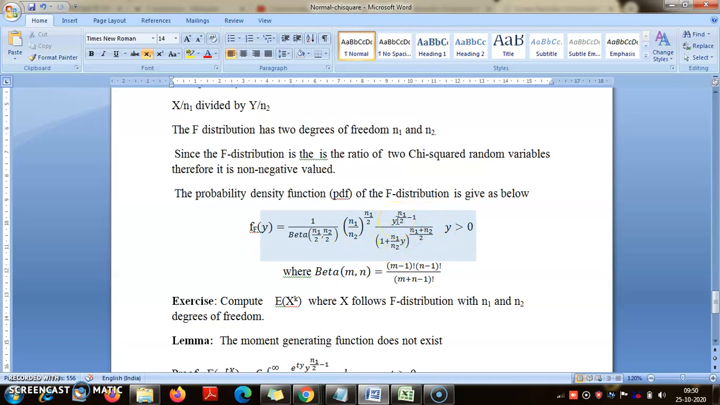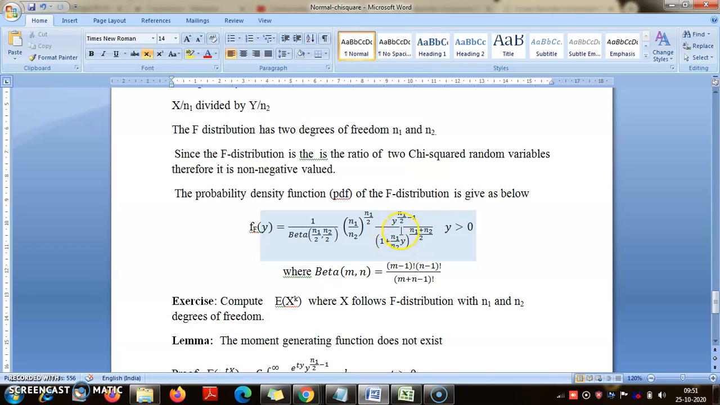As you can see here, in the numerator we have y to the power n1 by 2 minus 1. The contribution of this is coming from chi-square distribution. If you remember, the formula of chi-square with n1 degrees of freedom was some constant into y to the power n1 by 2 minus 1 e to the power minus half of y. So that contribution is coming from there, and this part is coming after some mathematical operations that I will explain later.